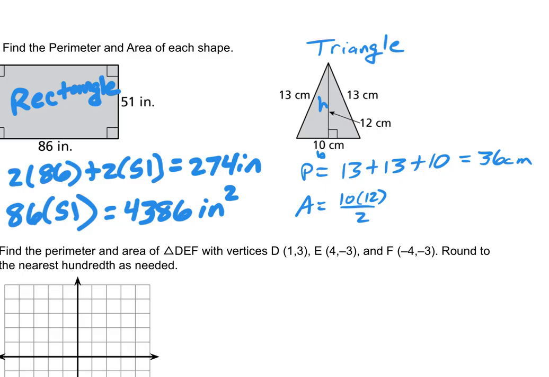Okay, I probably prefer writing it out like that rather than 1/2 times base times height. That way you don't have to worry about the fraction. Multiply the base times height and divide it by 2. 60. And then this would be square centimeters.